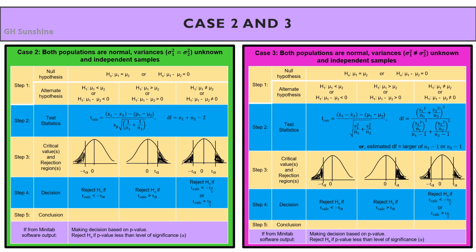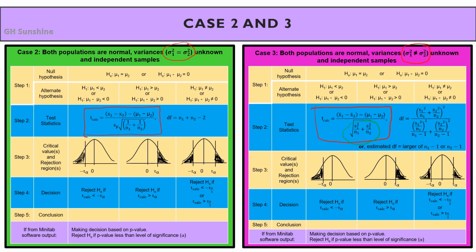Now we focus on case number 2 and case number 3. The difference between these two cases is right here: equal variances, and this one, the variances are unequal. So for case number 2, equal variances, we will use this formula to calculate the test statistic. For case number 3, also a T calculation, but the difference is here, this one.